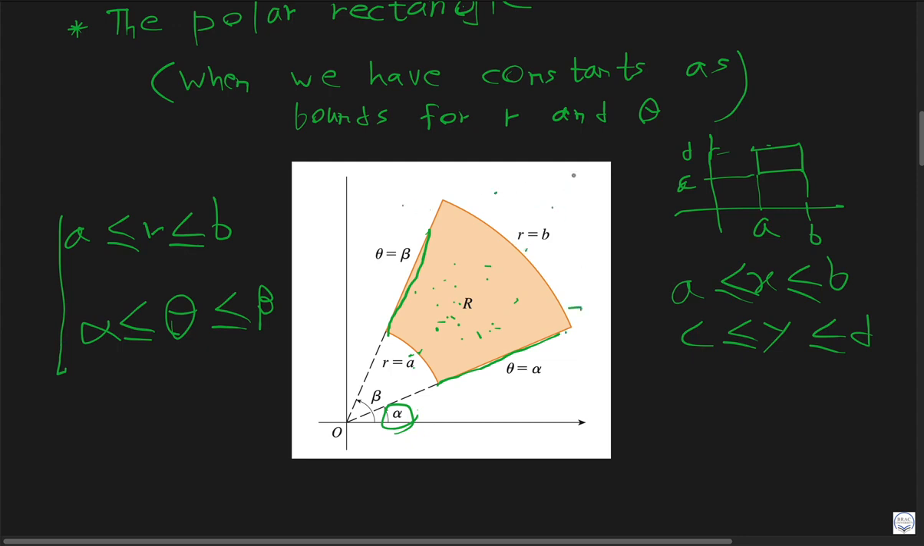For instance, if r is greater than b, it will lie somewhere here. If r is less than a, it will lie somewhere here. If theta is greater than beta, then it will lie somewhere here. If theta is smaller than alpha, it will lie somewhere here. Since the bounds are defined by constants, we call this particular configuration the polar rectangle.